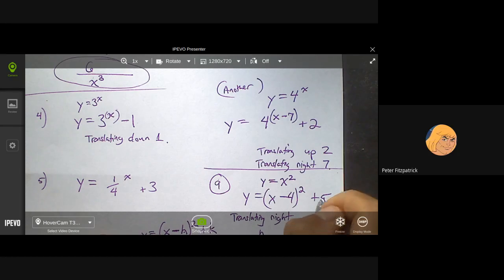And then this one is the horizontal. I'm sorry, this one is the vertical translation. So this is translating up 5. The vertex would be 5.